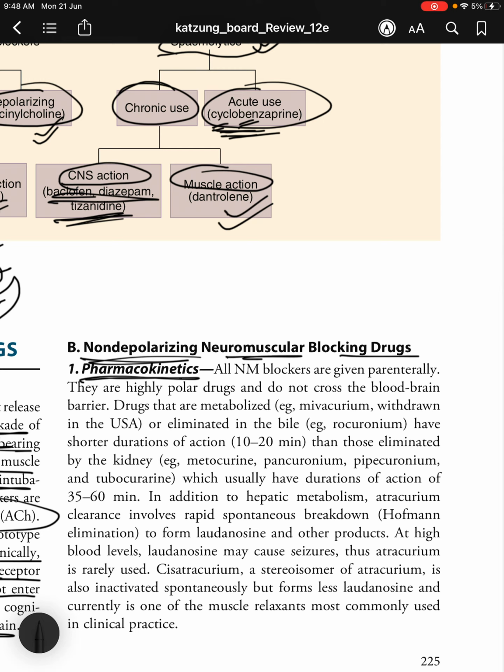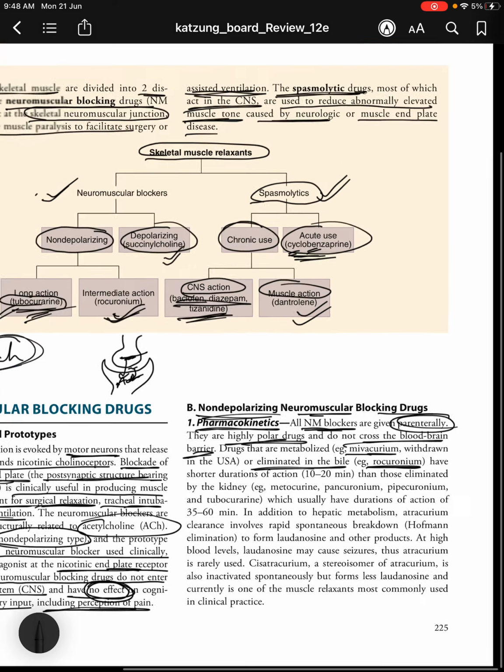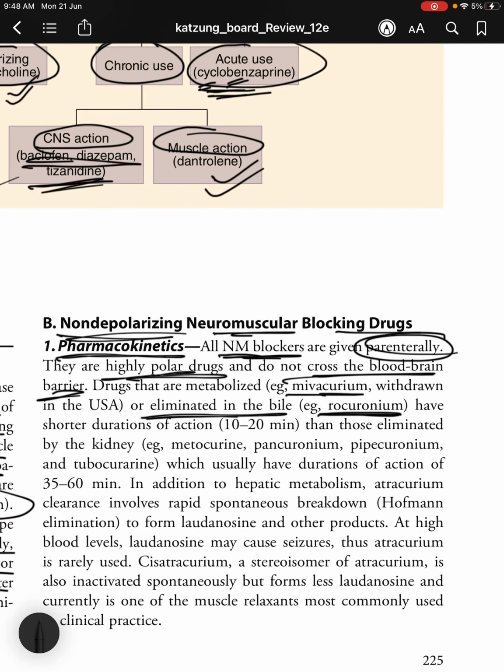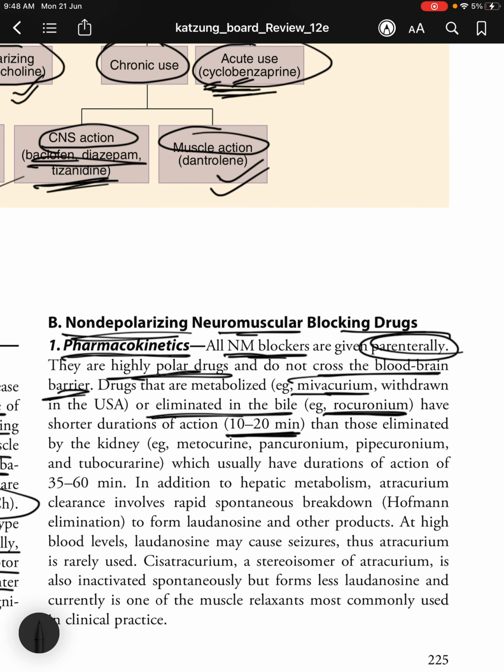Coming to the pharmacokinetics of non-depolarizing neuromuscular blocking drugs, all neuromuscular blockers are given parenterally. They are highly polar drugs because they are quaternary amines and they do not cross the blood-brain barrier. That is why they do not have any CNS effects. Drugs that are metabolized, such as mivacurium, now withdrawn in the US, or eliminated in the bile, such as rocuronium, an intermediate acting drug, have shorter durations of action, such as 10 to 20 minutes, than those eliminated by the kidney, such as metocurine, pancuronium, pipecuronium, and tubocurarine, which usually have durations of action of 35 to 60 minutes.